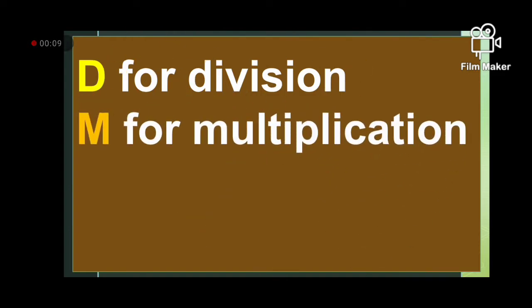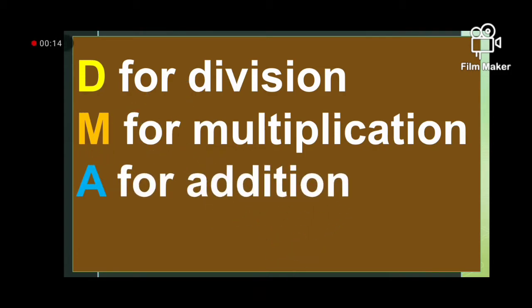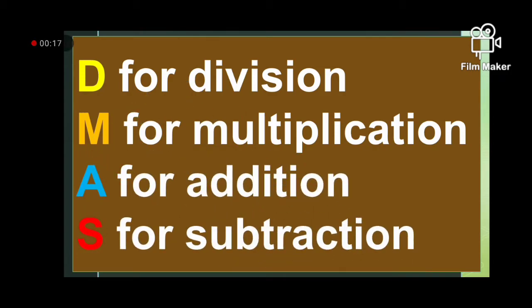D for division, M for multiplication, A for addition, and S for subtraction. According to this rule, we have to divide first, then multiply, then addition, then subtraction. When we use this rule in multiple operations, we will get the right answer.